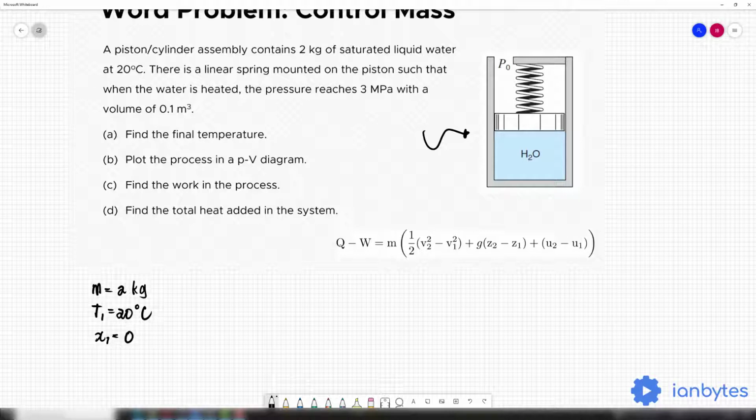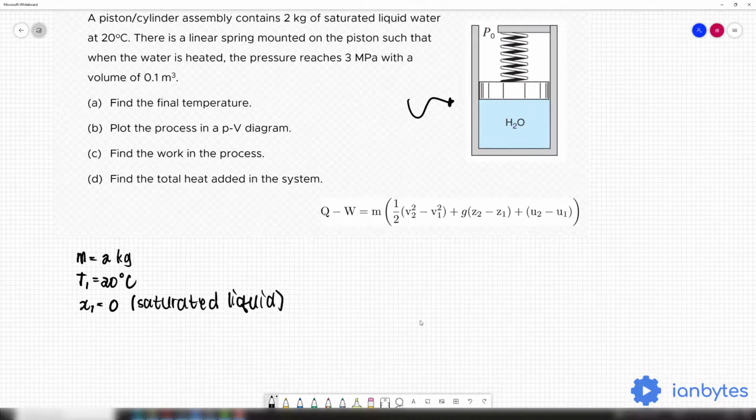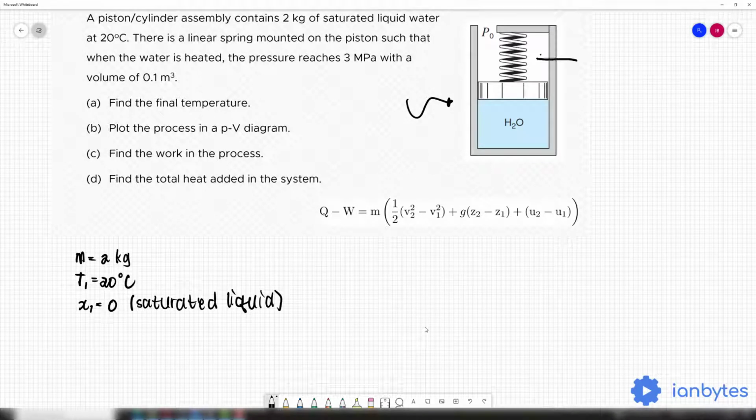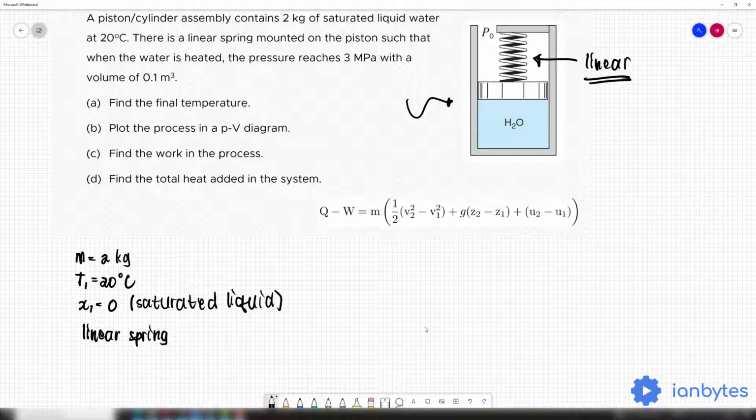So remember na kapag ang value ng ating quality ay 0, then we have a saturated liquid. If the value of the quality is 1, then we have saturated vapor. And if it's somewhere in between 0 and 1, then we have a saturated mixture. Okay? It is also mentioned na meron tayong linear spring na andito, no? So let's just take note of that right now, and makaka-apekto yan actually sa letter B ng ating problem. Not only in letter B, of course, in letter C, and magkakascade pa siya to letter D.